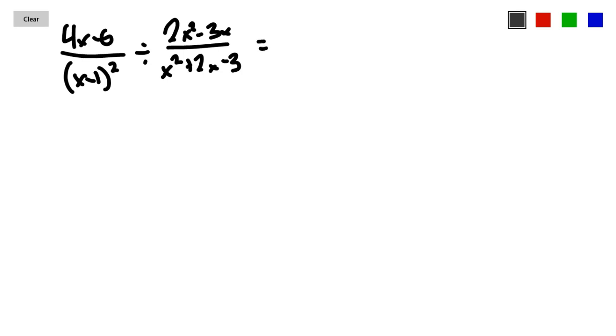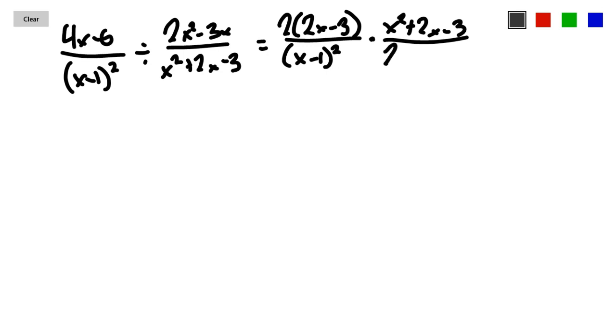So on the top of the first fraction, I've got a common multiple of 2 that I can pull out. So I'm going to go 2, and then when I do that, this factors as 2x minus 3, and that's still over x minus 1 squared. And then I'm going to flip the fractions and multiply, because that's what I can do when I have dividing fractions. So the bottom is going to end up as x squared plus 2x minus 3 over 2x squared minus 3x, because we're multiplying by the reciprocal.